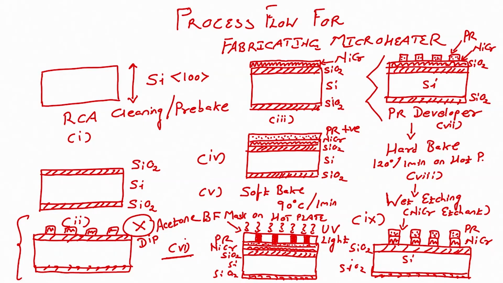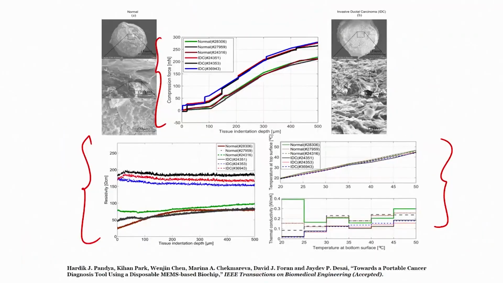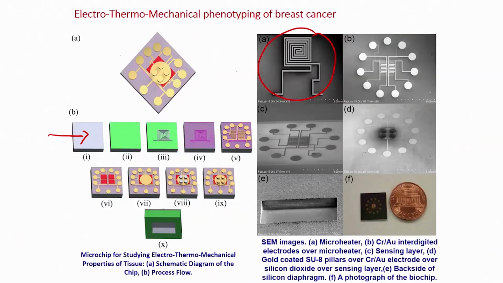So, after these steps, what we obtain? We obtain our step number 1, which is the micro heater. You got it? Now, what is the next step? Next step is we have to pattern interdigitated electrode on this micro heater, but can we do that?